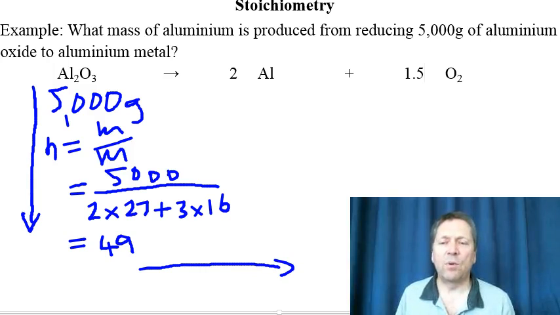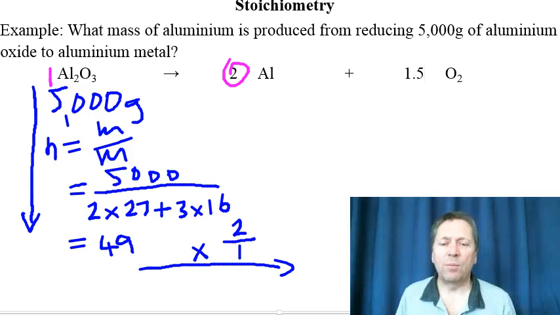The next step is to multiply by the molar ratio. Now, over on the left-hand side here, there's an invisible 1 there, and we can see the 2 here. So that's the number that we're going to multiply by. We put the 2 on the top there and the 1 over there. So that's the molar ratio. That's the ratio of the aluminium oxide to the aluminium.